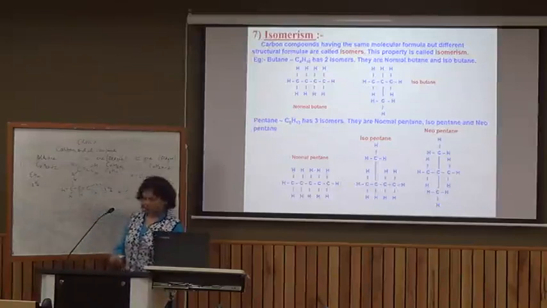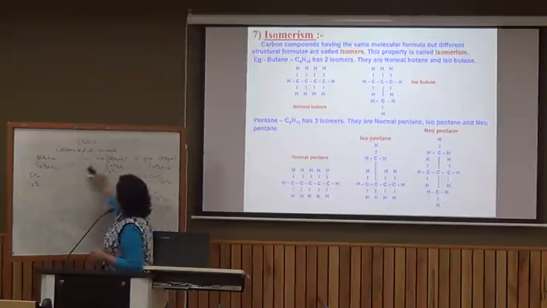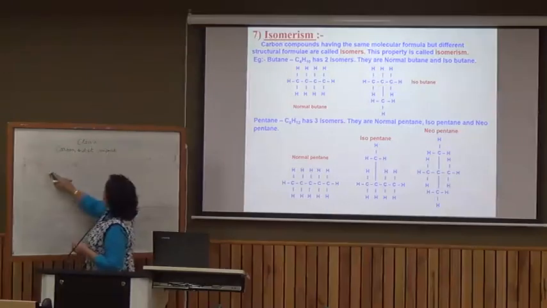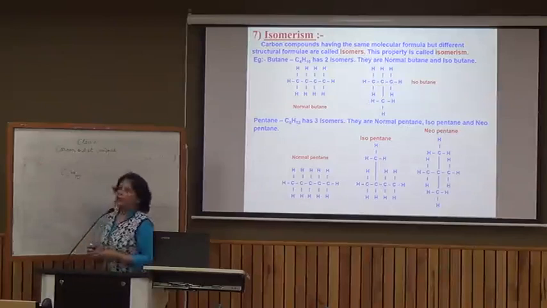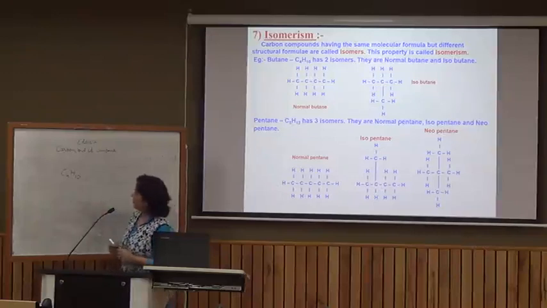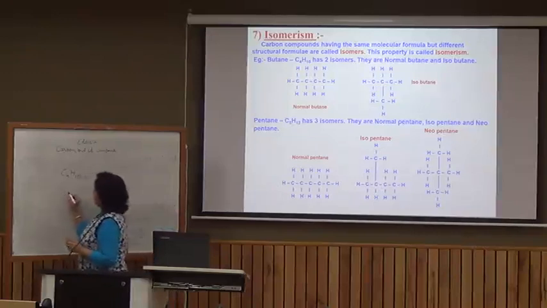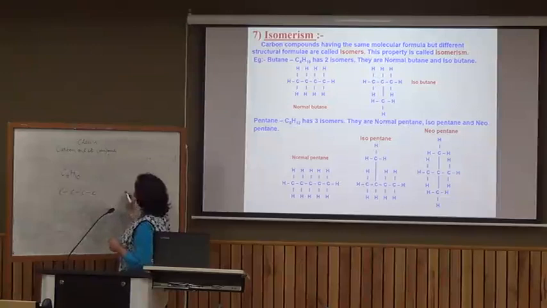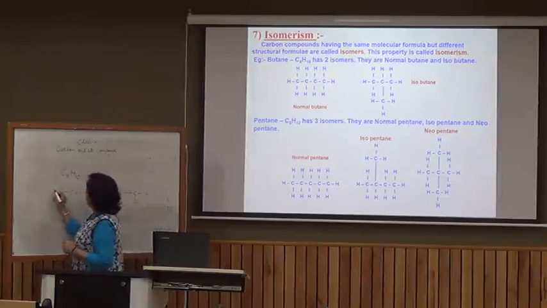Now if we see butane, as I told you, but comes for 4 carbon atoms, and ane means it's a saturated hydrocarbon. So C4 and double the number plus 2, so this becomes C4H10. Let us write the structural formula for this. I can write all the 4 carbon atoms in a straight chain. There is one more structure possible where one of the carbon atoms is in a side chain.